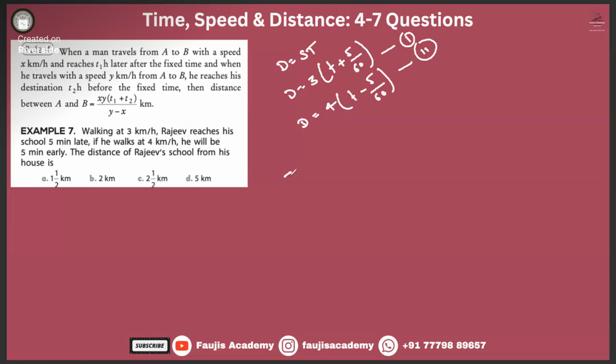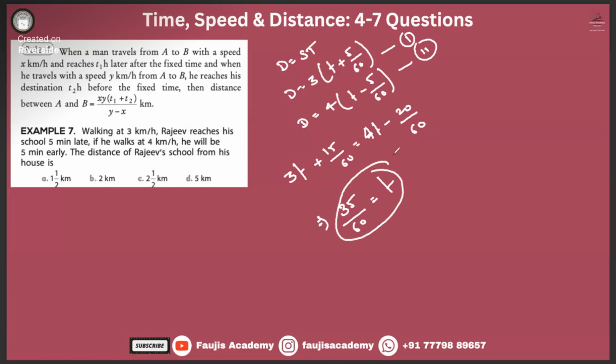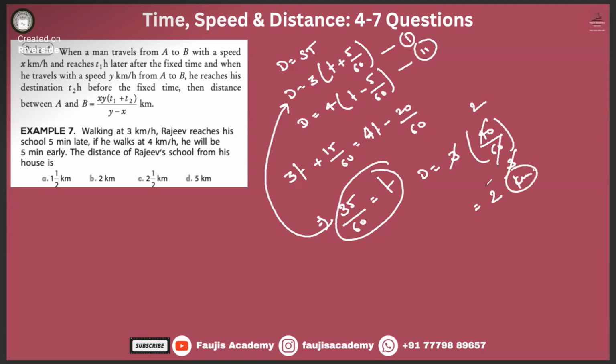Yes or no? Okay, so that means 3t plus 15 by 60 is equal to 4t minus 20 by 60, right? This is your t, okay, which is equal to 35 by 60. Now 35 by 60 is equal to t, right? T is in hours. Now let's place this t over here in any one of these two equations. So d is equal to 3 into 35 plus 5, that is 40 by 60, right? That means 2 by 3, this 3 got cancelled. What do we have? 2 kilometers, same.